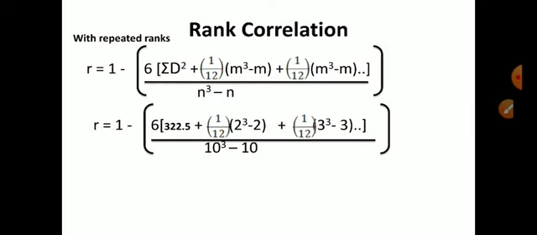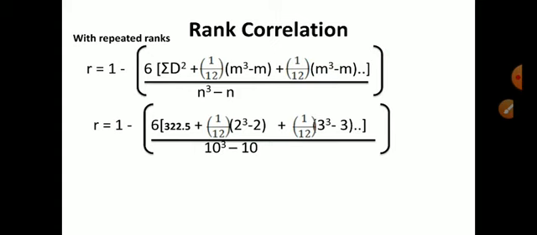So that is 1 minus 6 summation D square plus, see here, we have 2 m values. That's why we have to mention the part 1 by 12 m cube minus m only 2 times in the formula. If it is 3, then we have to mention it 3 times. Since it is 2, we mention it 2 times. If the m value is 3, then we would have added one more part, 1 by 12 m cube minus m. Fine. See here, we got the summation.